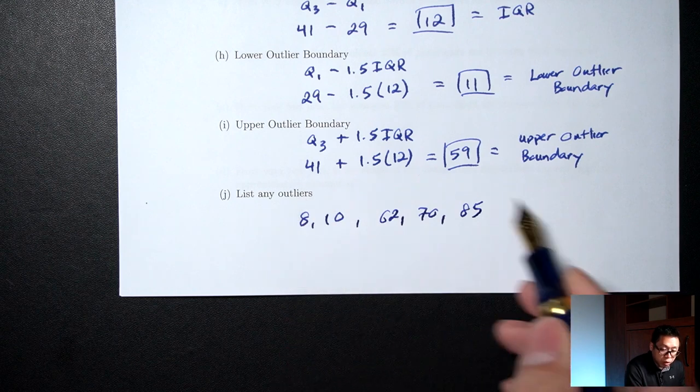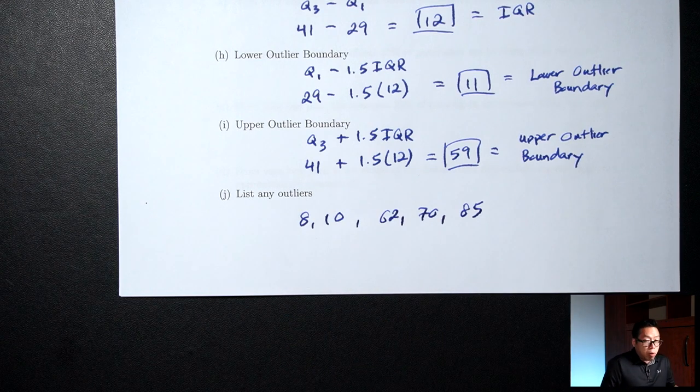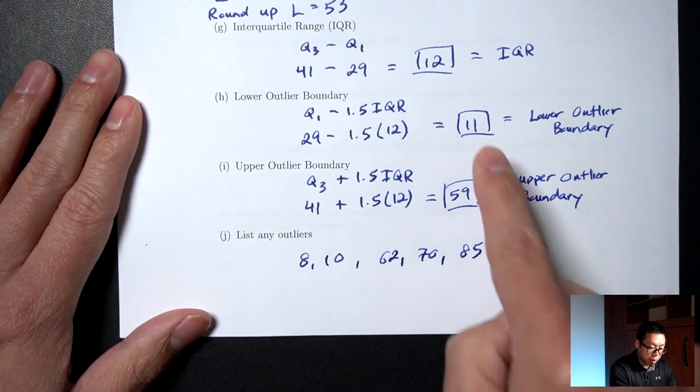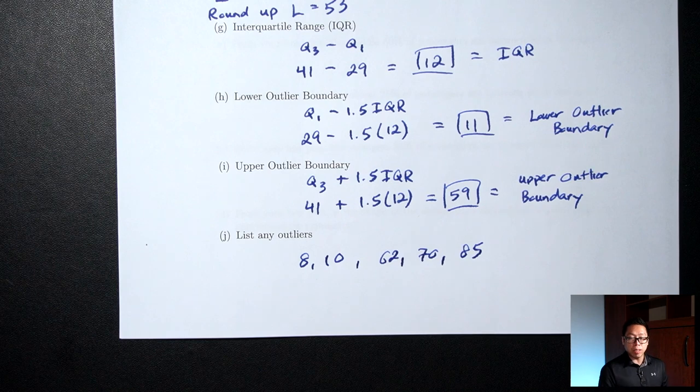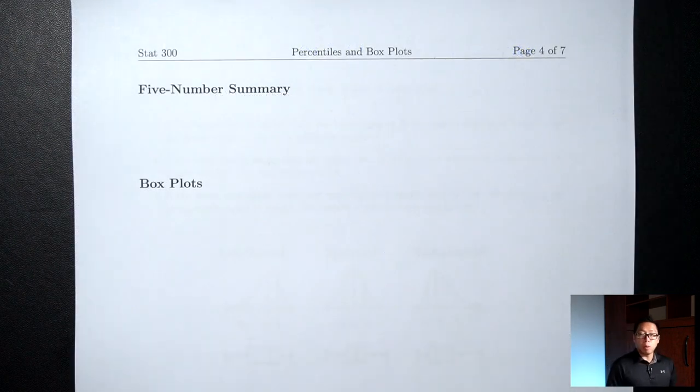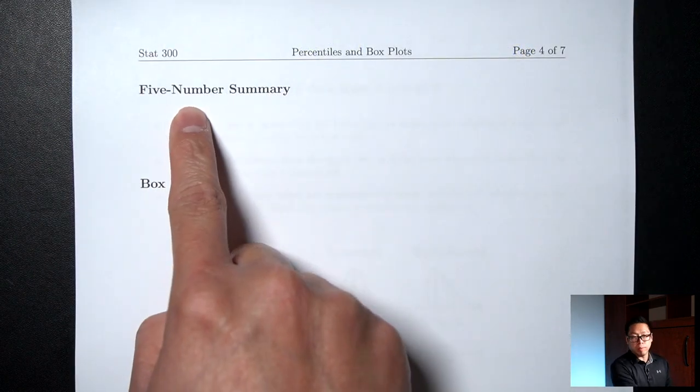62, 70, 85. Okay, so these numbers are considered outliers. You won't always have outliers in your data set, but if you have anything that's below the lower outlier boundary or above the upper outlier boundary, those would be considered outliers. A term that you often hear is the five number summary of data.